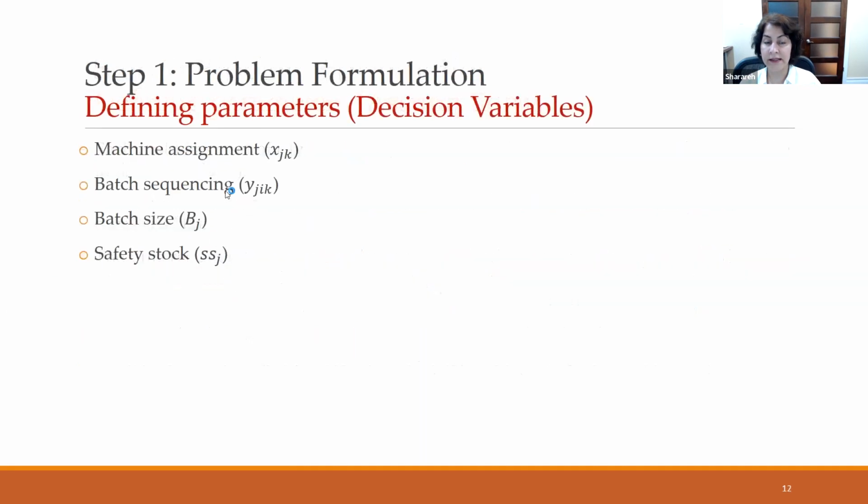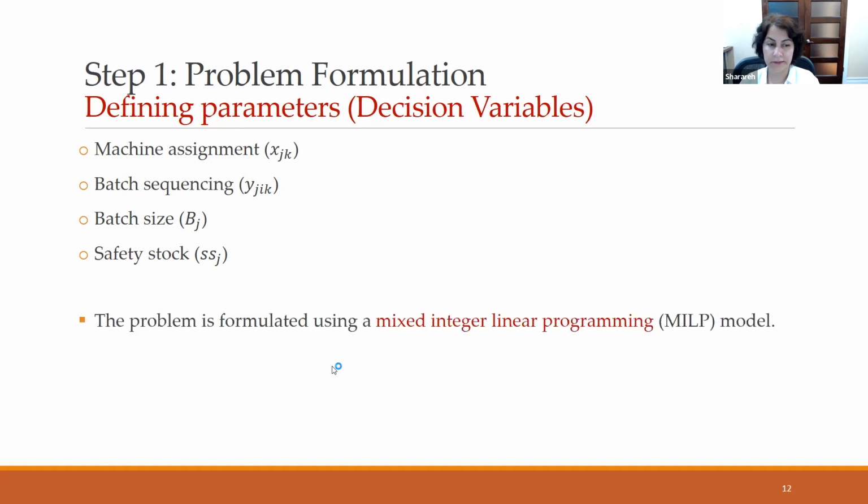And then the decisions that we want to optimize are the assignment of jobs to machines. These variables are 1 or 0, depending on whether a specific job is assigned to a specific machine. There is also the batch sequencing variable, which determines whether an order precedes another order, and the variable for the batch size and safety stock. So these are the variables we would like to optimize.